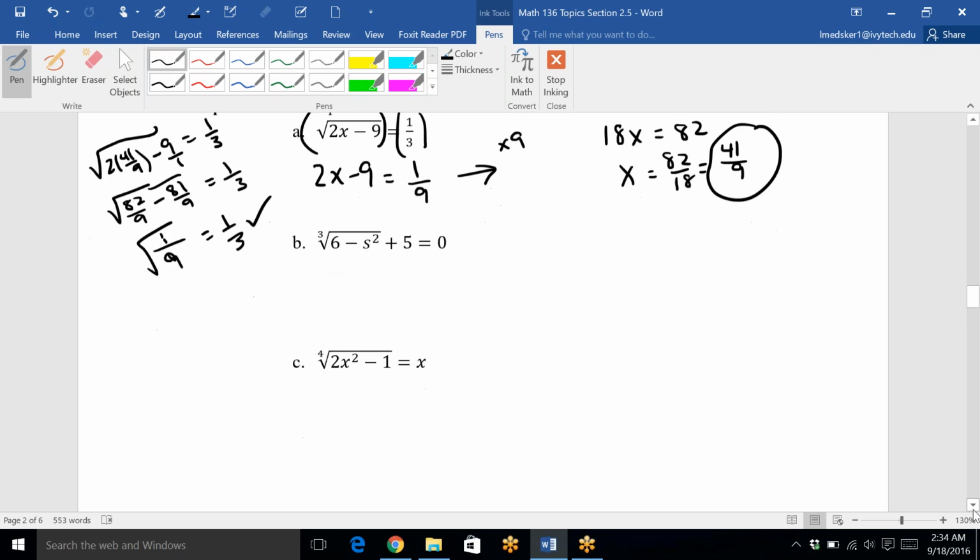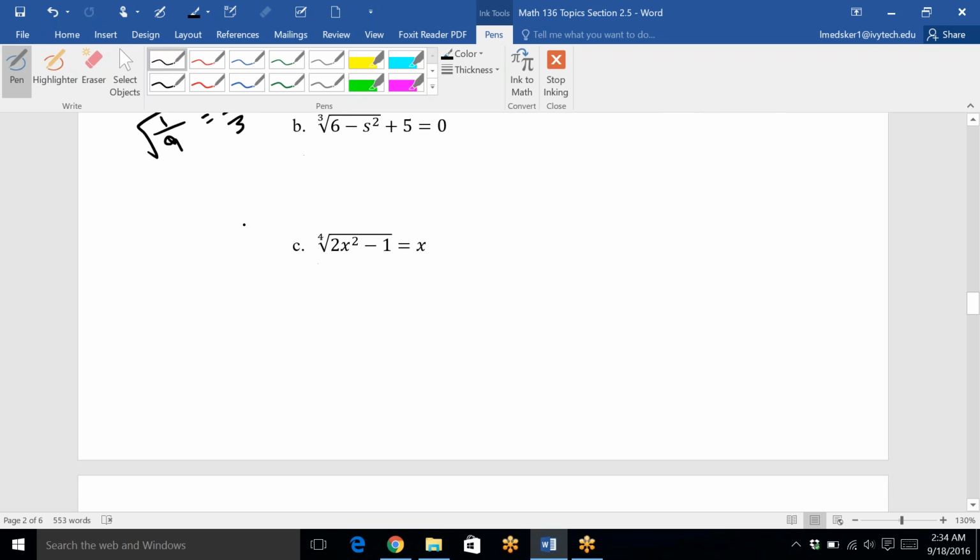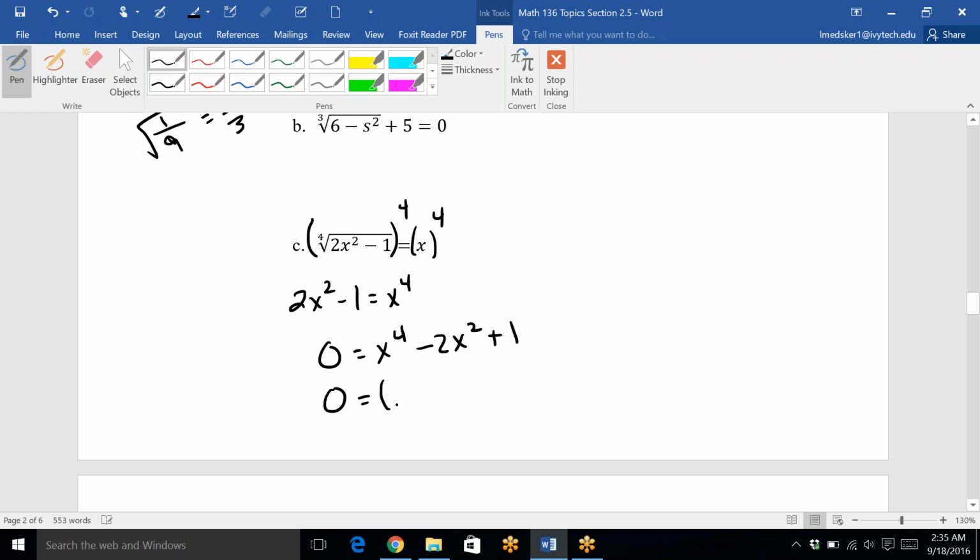We did B in class, so let's look at C. First step would be to raise everything to the 4th power to get rid of that 4th root. So that's 2x squared minus 1 equals x to the 4th. It looks kind of quadratic, so I'm going to move everything over to the right side to be with that x to the 4th. And then this factors into x squared and x squared. The reason for that is this power is double this one, so it should split evenly. And then this would be a minus 1 and a minus 1.